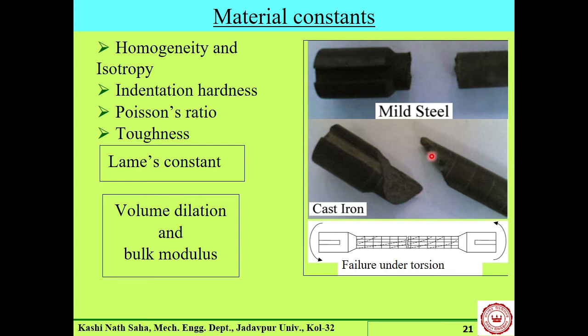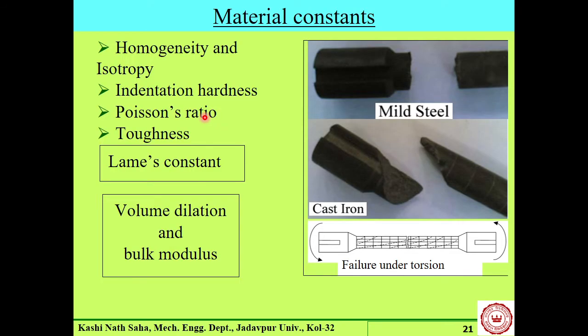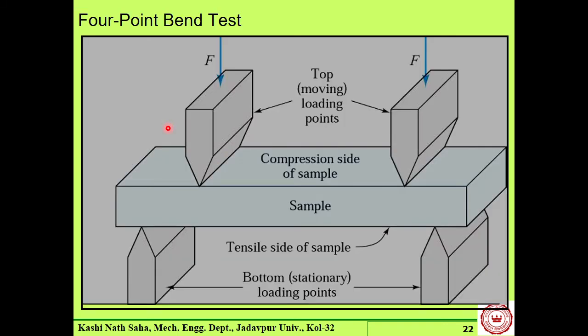There are some more material properties. Hardness is another property, which is measured by some indentation. Some indenter is used to measure hardness. The toughness part, here also we use it, and some more material tests are there, like the 4-point bending test.